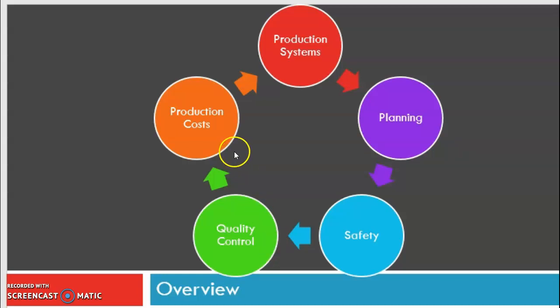And lastly, we're going to look at production costs. So in other words, am I going to be selling this product for a profit? What are my costs in order to make this product? Where can I save costs? Where am I spending too much money? So that's a really quick, brief overview of the topics that we are going to be discussing in the production function.